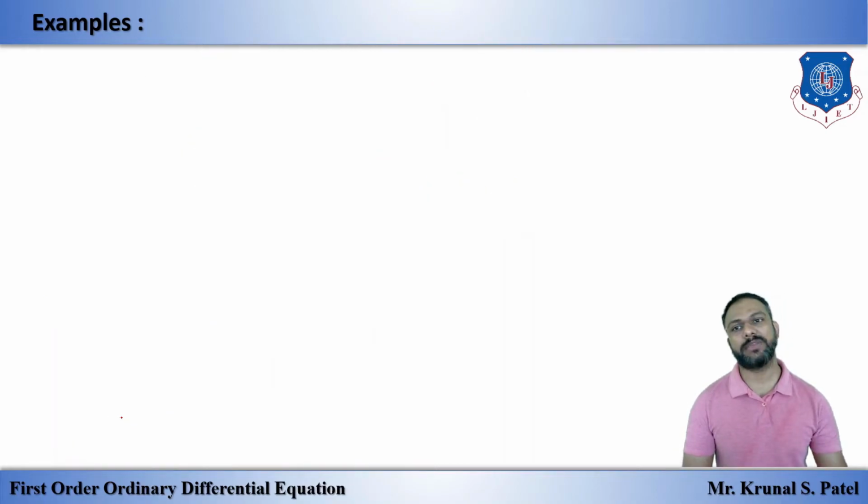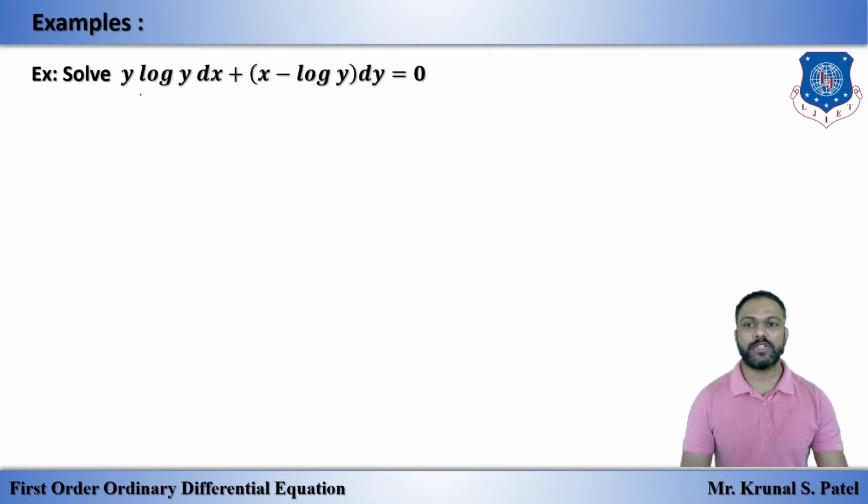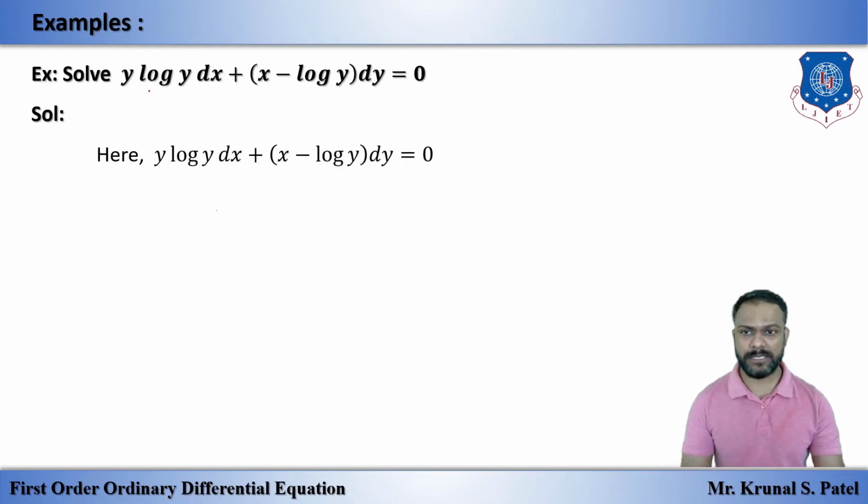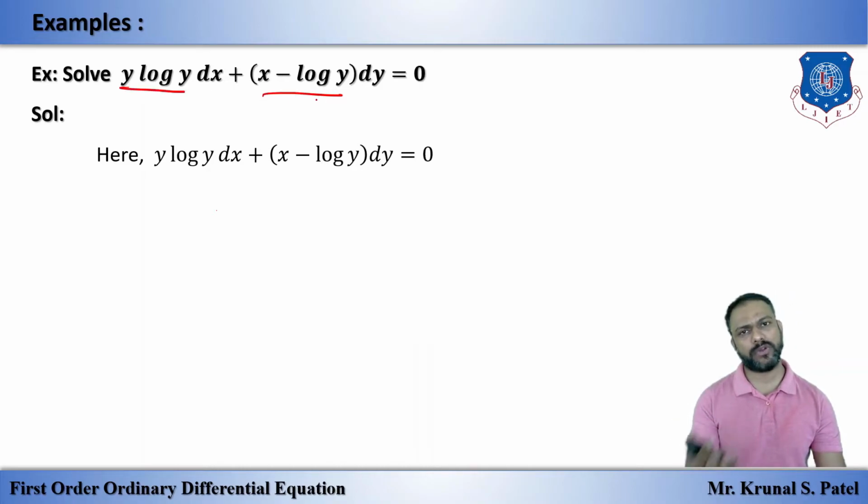Okay, in a similar way we have another example. Solve y log y dx plus (x minus log y) dy is equal to 0. First we will put it in the form M dx plus N dy, then check if it is exact, then you can solve. Otherwise you have to solve by this method.